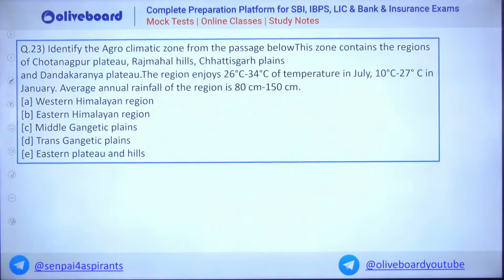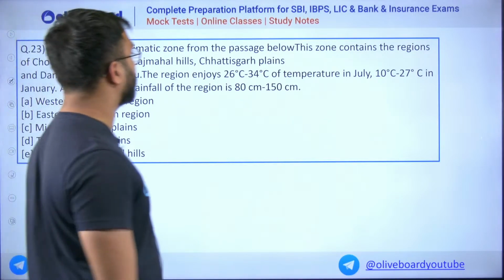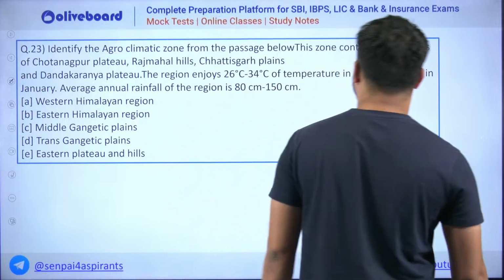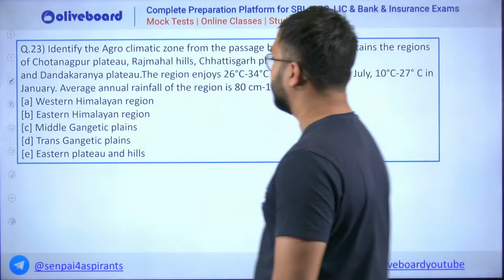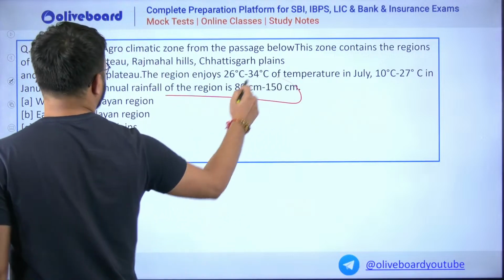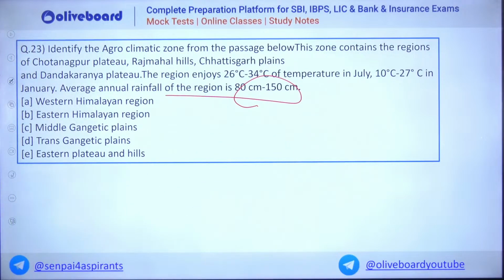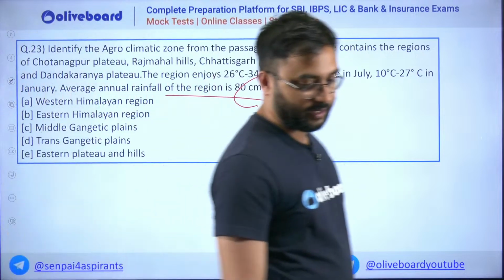Okay, moving ahead. Identify the agroclimatic zone from the passage below. This zone contains region of Chota Nagpur Plateau, Rajmahal Hills, Chhattisgarh Plain and Dandakaranya Plateau. Region has 26 to 34 degrees Celsius temperature in July and 10 to 27 degrees Celsius in January, that means in winter. Average annual rainfall in the region is 80 centimeter to 150 centimeter. Which is the region? You have to tell this, this question is compulsory.